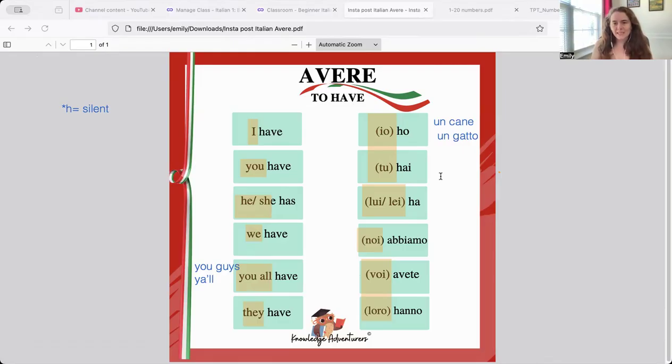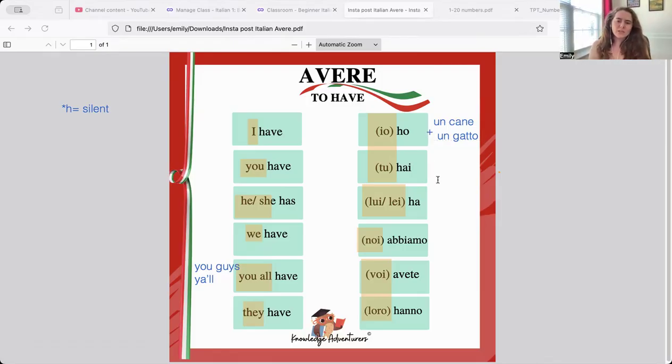Or io ho un gatto. I have a cat. Our next one, you have, tu hai. Sounds like your eyes. Tu hai. So I could say, you have a dog. Tu hai un gatto. I'm sorry, I switched it. Tu hai un cane, or you have a cat. Tu hai un gatto. Right? So we can plug that in.